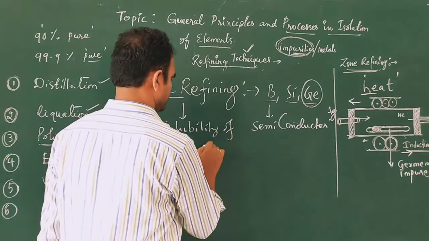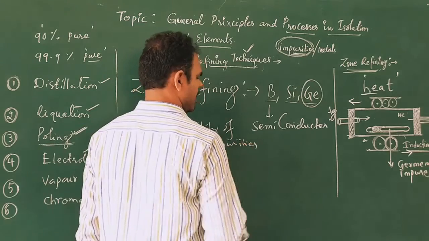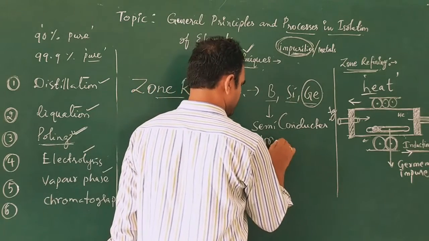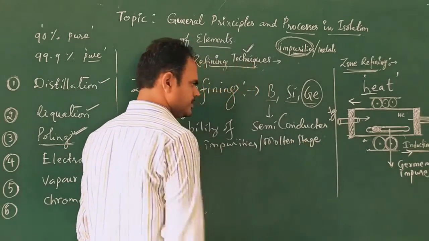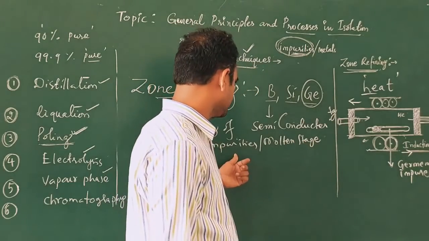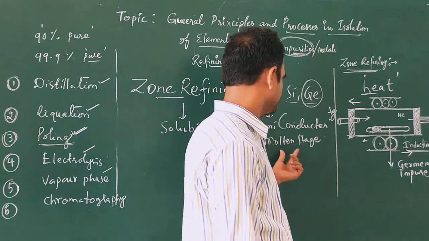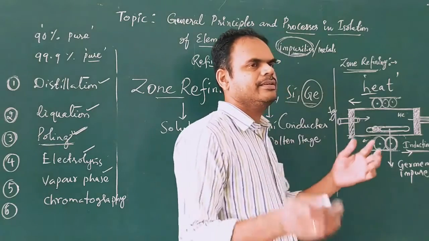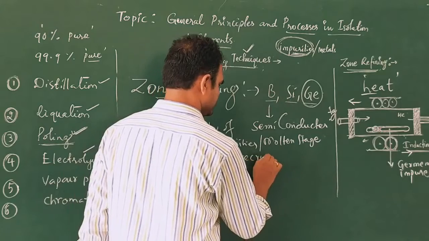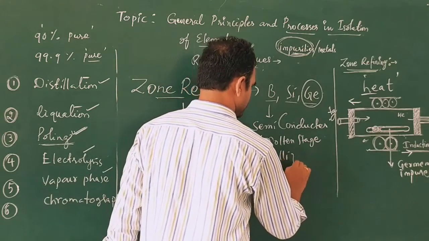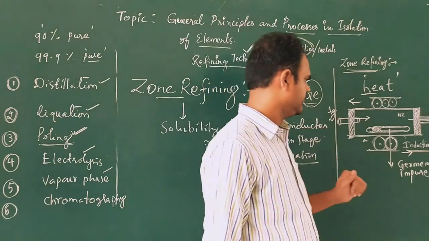of impurities in the molten stage. So the solubility of the impurities upon heating, the molten stage of the impurities upon heating, on this principle it will be working, followed by the recrystallization process. So this will be working. Now we'll discuss.